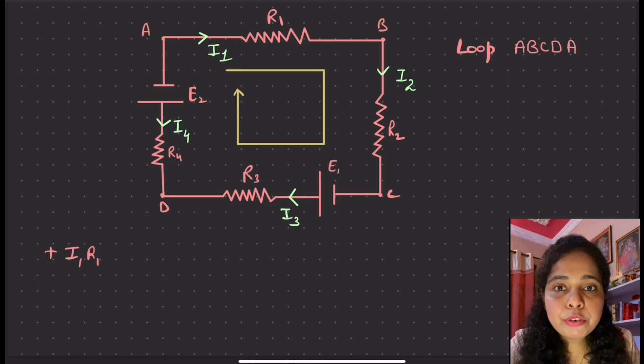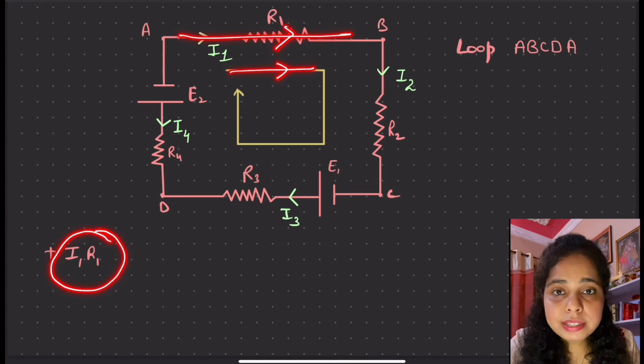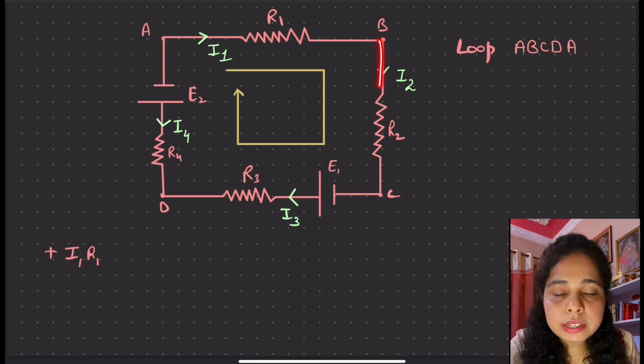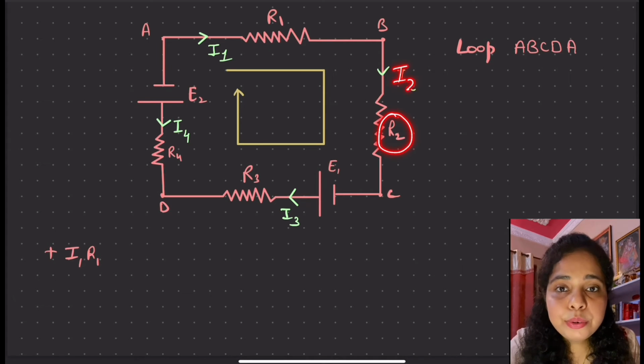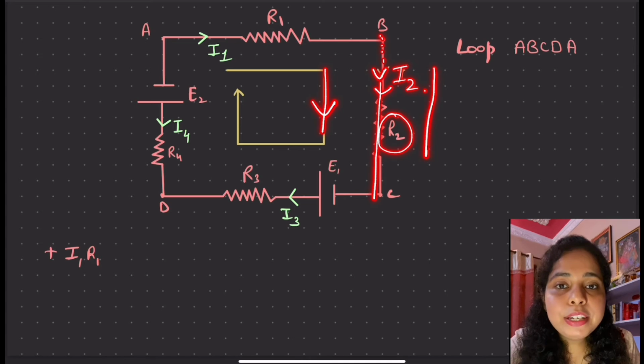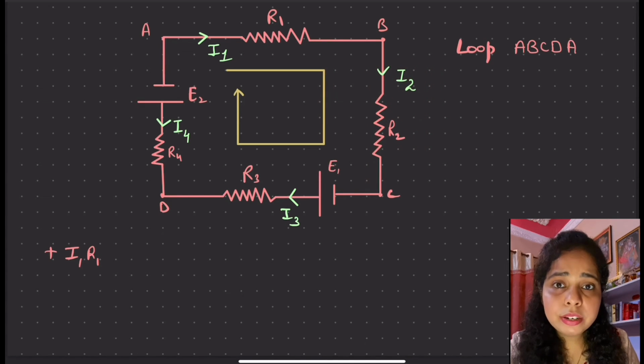Then we are moving from B to C. From B to C we are having a resistor R2, and through resistor R2 I2 current is flowing, right? So if I2 current is flowing through R2, that means we are moving from B to C, and I2 current is also moving from B to C. So the direction of loop is the same as the direction of current. Therefore we will say plus I2 R2. Right, so that means on the left hand side we are having I1 R1 plus I2 R2.